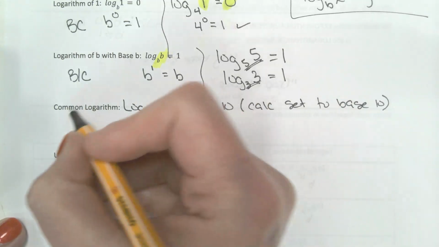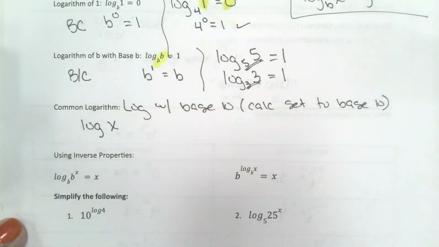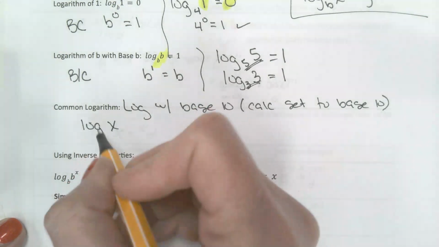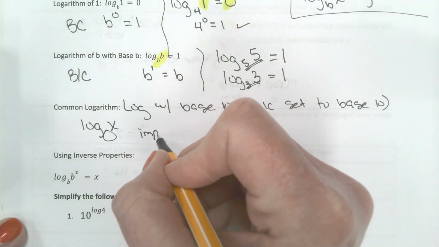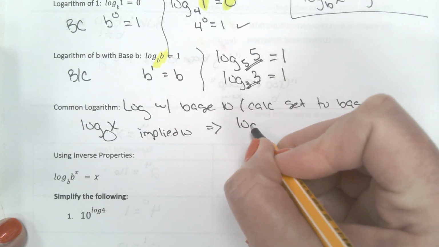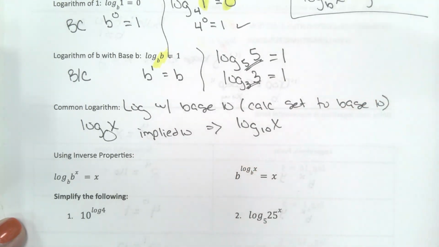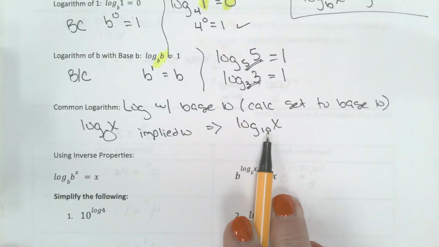Sometimes we drop the 10. So if you ever see anything that looks like log of x and there's no base down here, that is an implied 10. That would be the same thing as writing log base 10 of x. So no number implies a 10 right there.